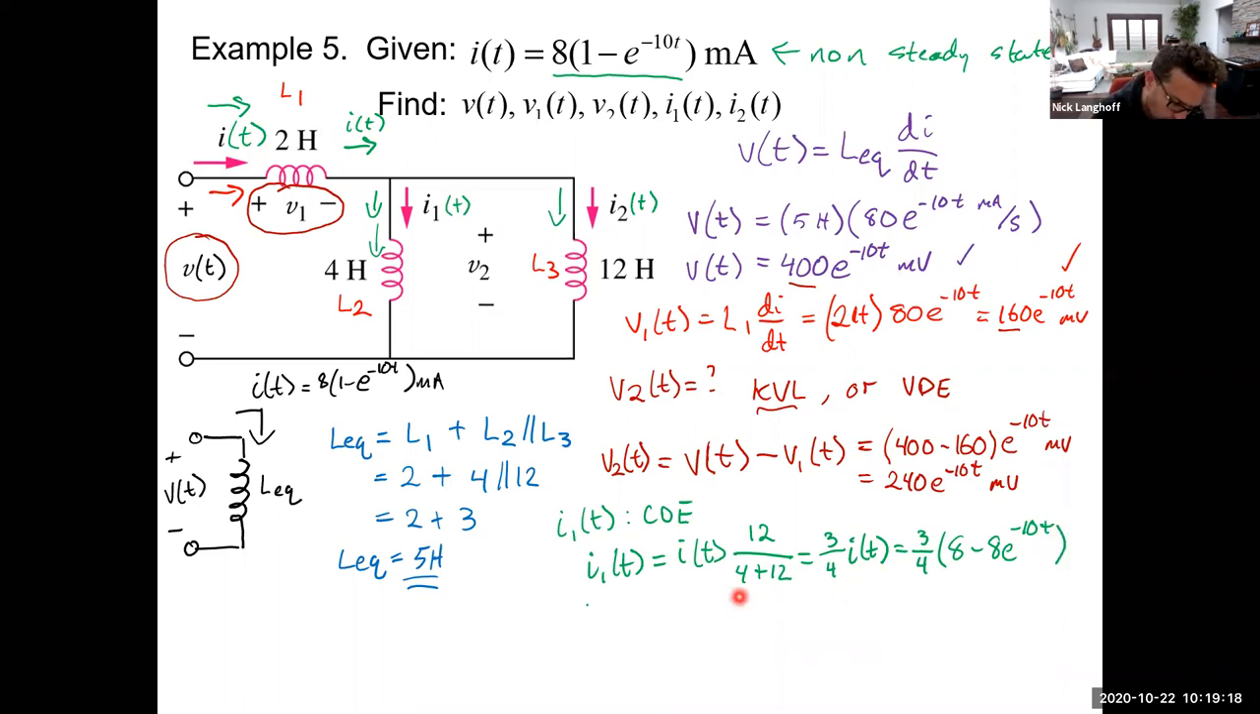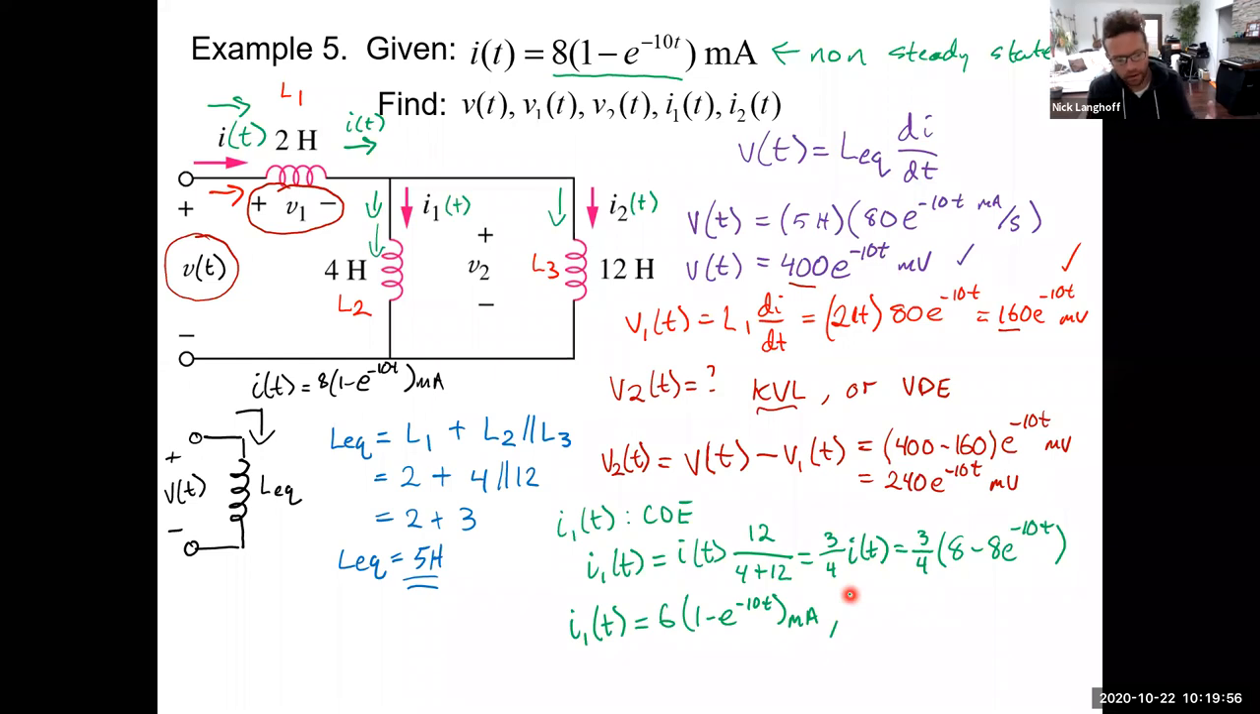Which would then give us that I1 of t is equal to 3/4 of 8 is 6. So this would be 6 times 1 minus, I didn't leave myself enough room here, hang on. I1 of t is 6 times 1 minus e to the minus 10t in milliamps. And you could do the same for, you know, current divider for I2.